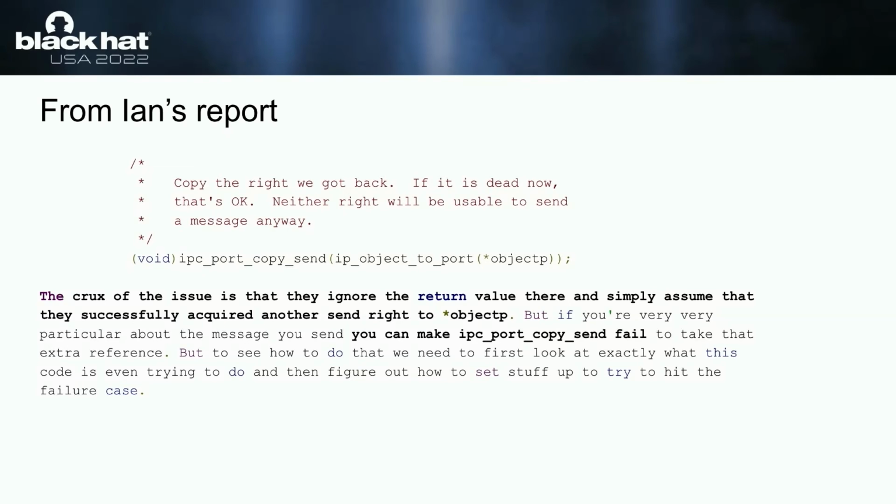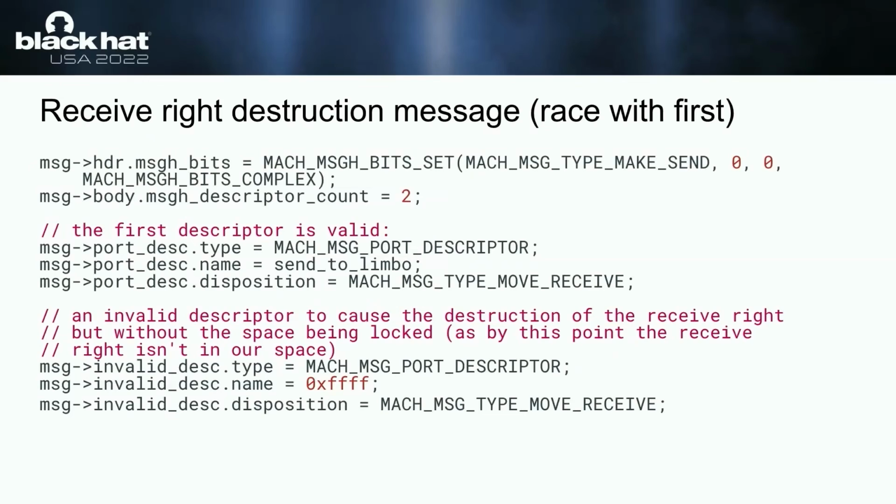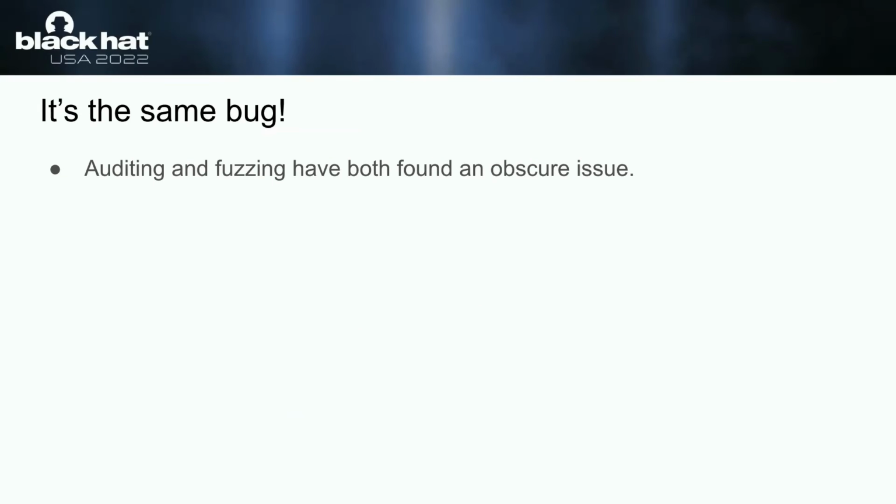And this makes this fail, but then they don't realize it, and then things just kind of go haywire. And so this is Ian's handwritten message that he sent to Apple, and this is the way that they fixed it based on this report. And as you can see, it's pretty similar. I think he's got sending a message to itself, or from a port to the same port. And then we also have this receive write destruction with a move receive. And he has a different way of doing it. But it actually is the same bug.